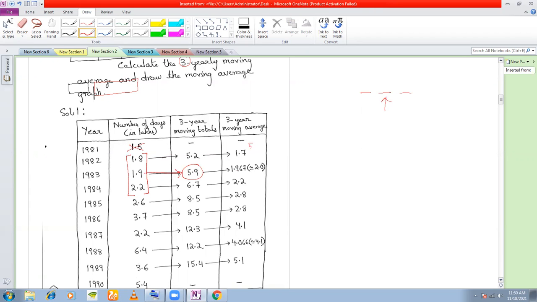And this 5.9 is the moving total. What is the moving average? This is 5.9 divided by 3, right? Which will give you 1.967. Now, why have I approximated this to 2? I have approximated this to 2 because I have to plot this on the graph. 1.967 will be difficult to plot on the graph. So that is why I have taken an approximation of 1.967 as 2.